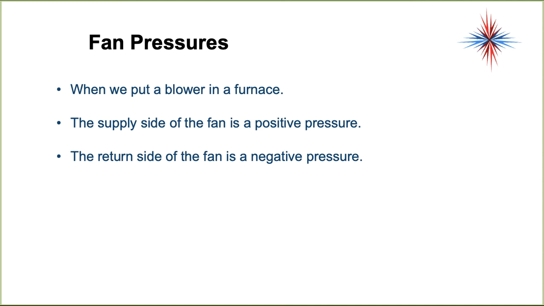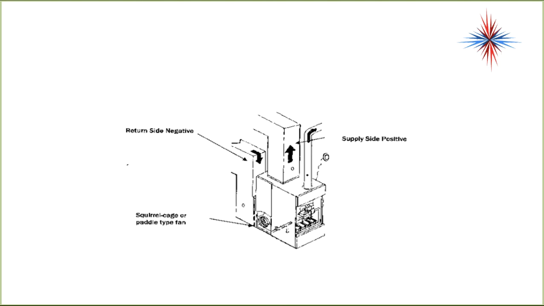When we put a blower in a furnace, the supply side, as I just showed you, is a positive pressure. These are fan pressures you see referred to. The return side of the fan, the sucking inside of the fan, is a negative pressure. So we have two pressures, and the point of pressure change is the fan or the blower. So again, return side is negative, supply side is positive. Doesn't matter what type of air conditioning I'm doing, what type of ventilation I'm doing, this is always true.